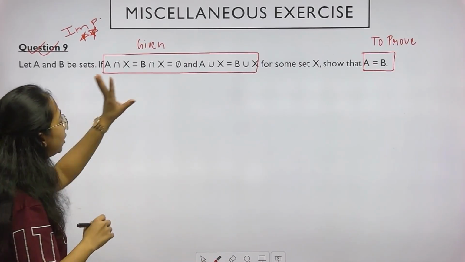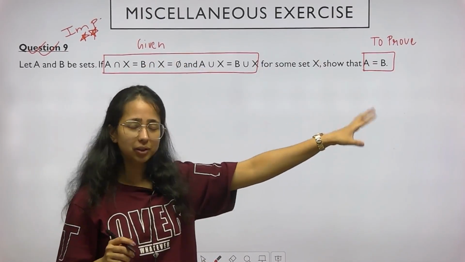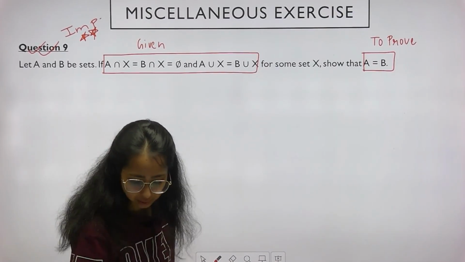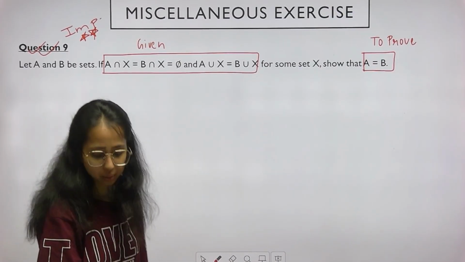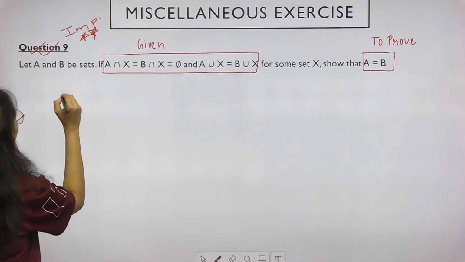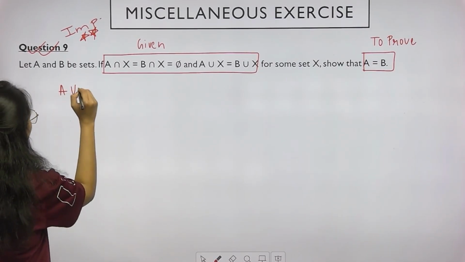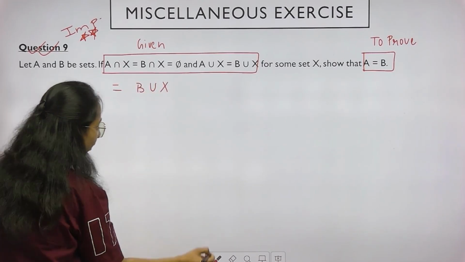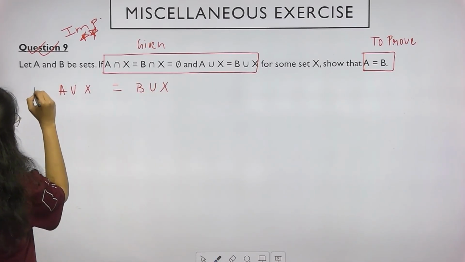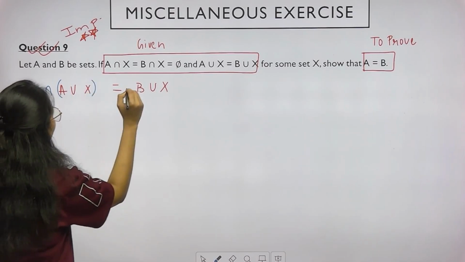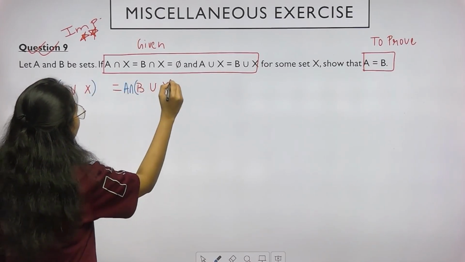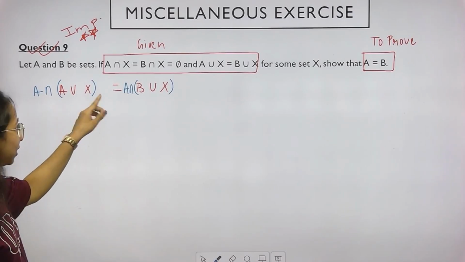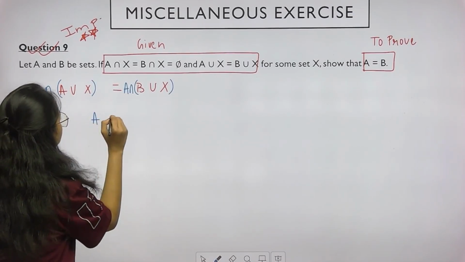We'll prove this question using properties of sets. First of all, we have A union X is equal to B union X. In the first case, we'll take A intersection on both the sides. So A intersection A union X becomes nothing but A only.